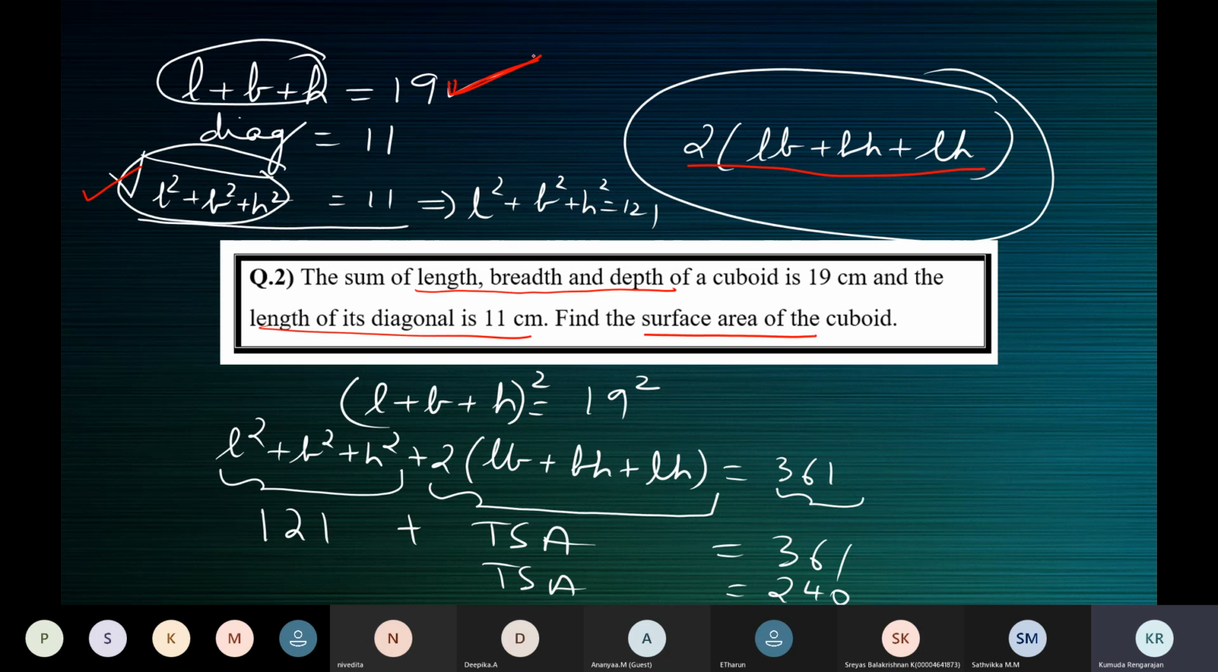Take up this equation, square it on both sides, and expand it using the formula A plus B plus C the whole square, which gives you A square, B square, C square, 2 of AB, BC, AC equal to 361. 19 square is 361. Now this is what we have to find, the TSA. We know that root of L square plus B square plus H square is 11, so squaring both sides, L square plus B square plus H square is equal to 121. Substitute and hence find the TSA.